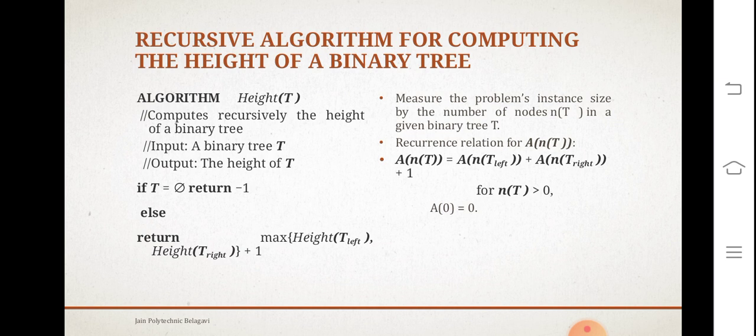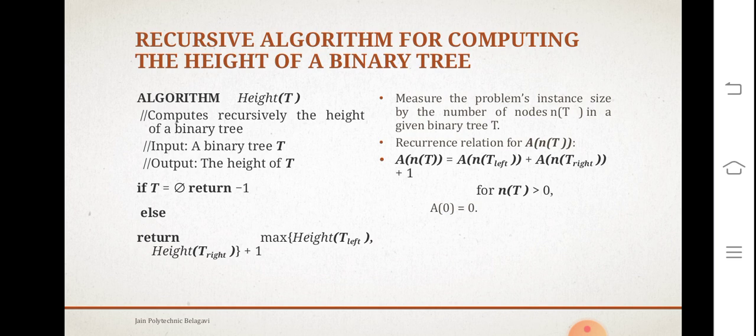So it computes recursively the height of a binary tree, and what input we are passing to this height function here is a binary tree, and what output we are going to get is the height of the tree. And if T is equal to null, return -1, else return max of height of T left comma height of T right, plus 1.